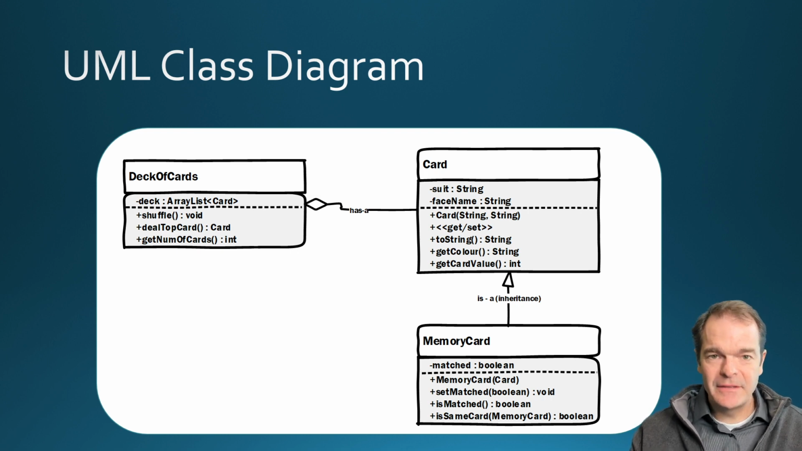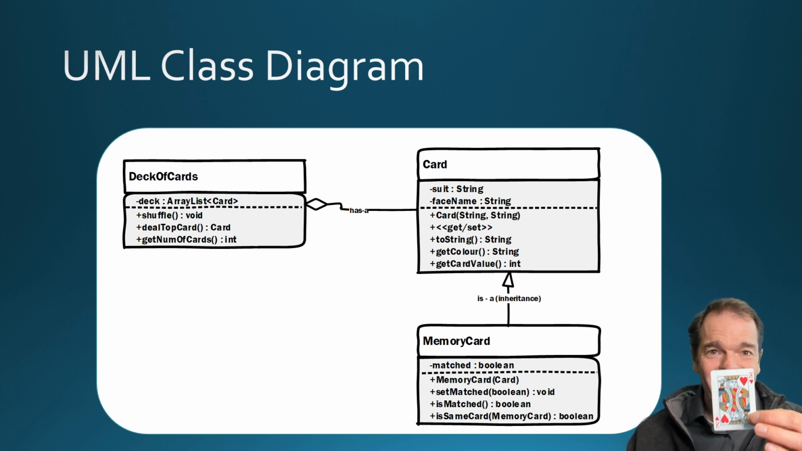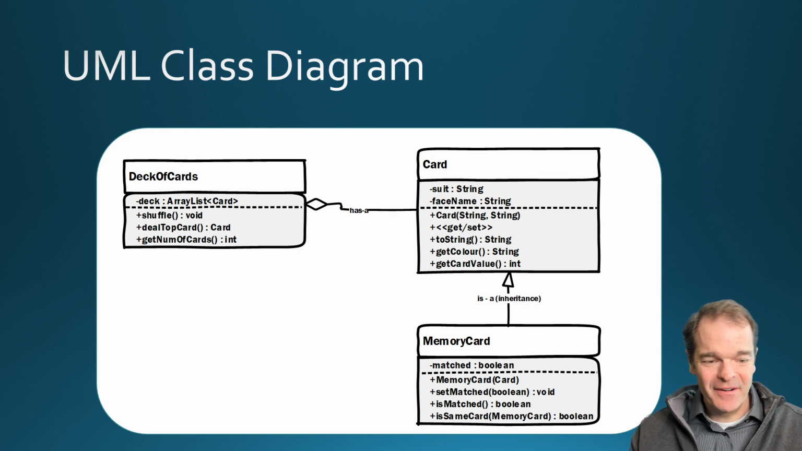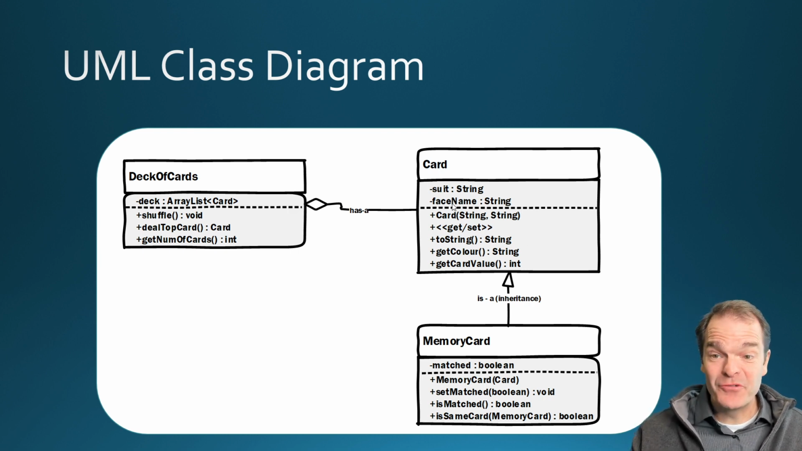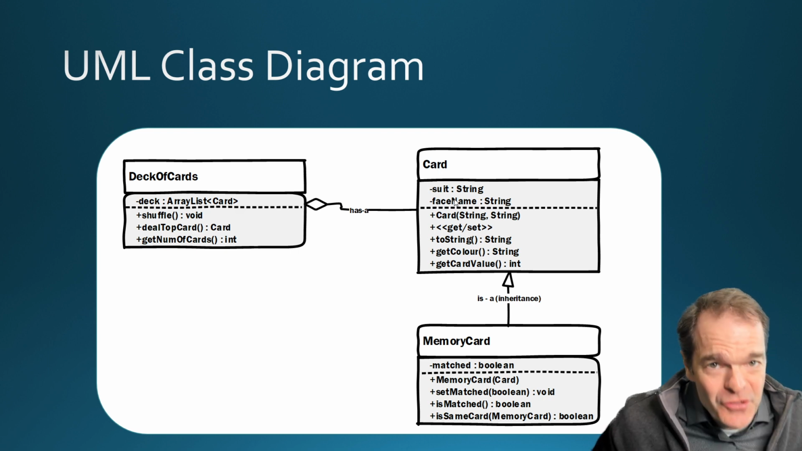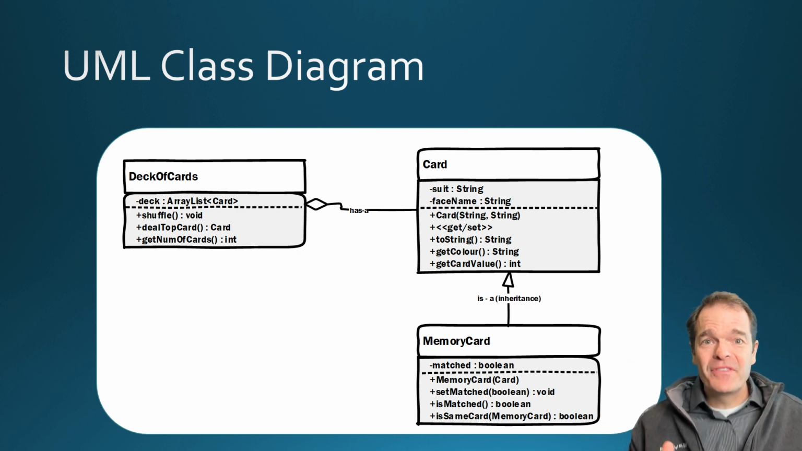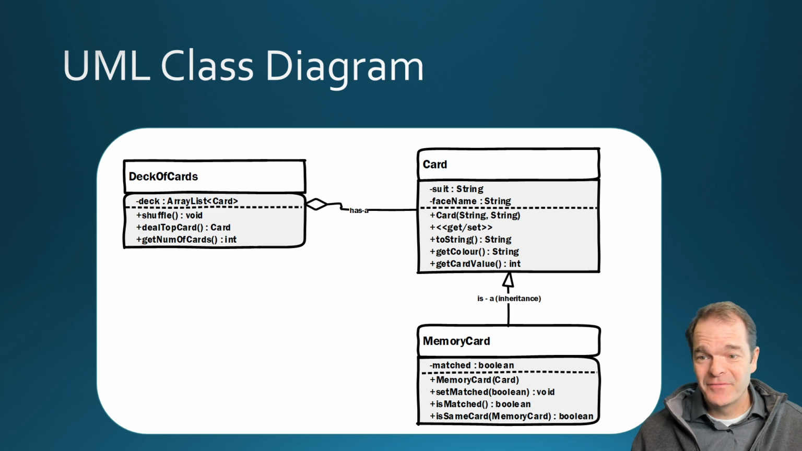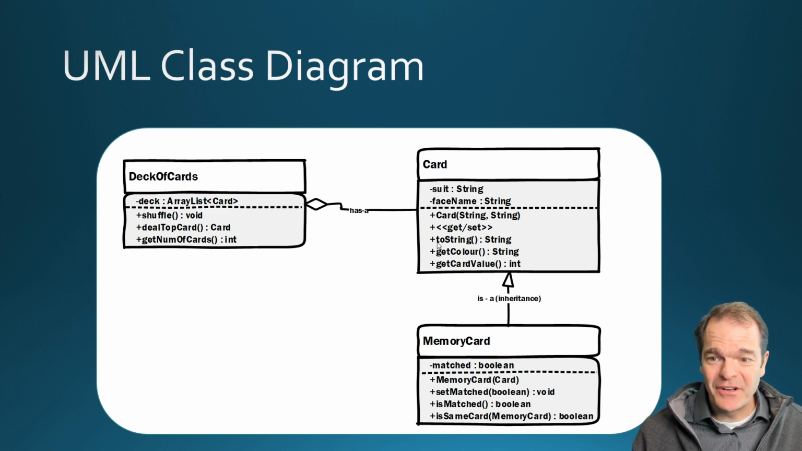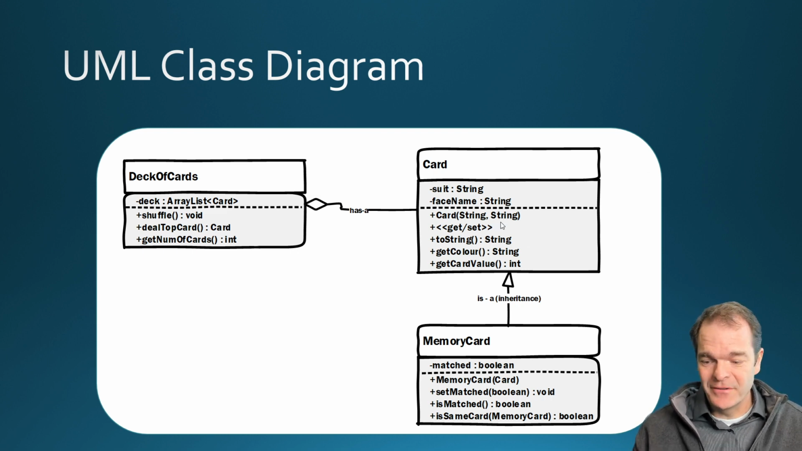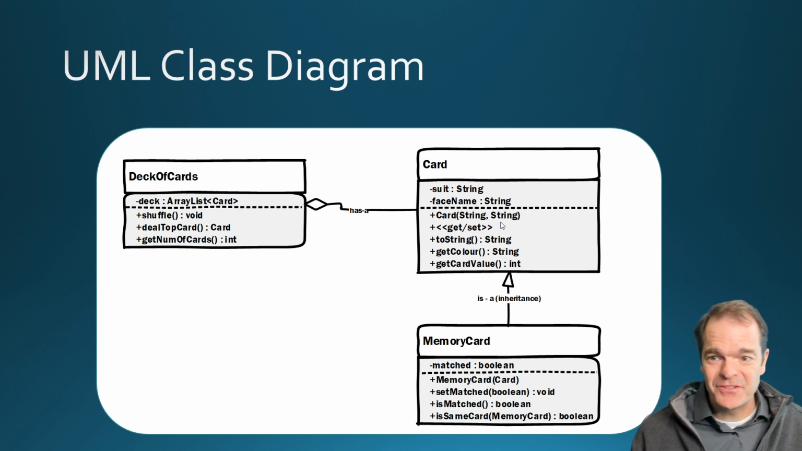So if we look at it, this is the King of Hearts. And on here, I can tell the suit, which is hearts, and the face name, which would be king. And if I know those two things, I can derive everything else I need to know about the card. For example, I can get the card to represent itself as a string, so king of hearts as a string.